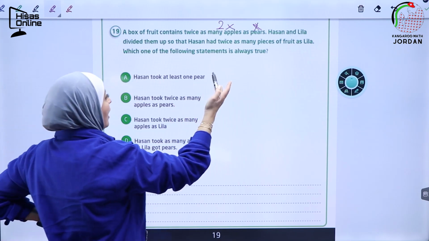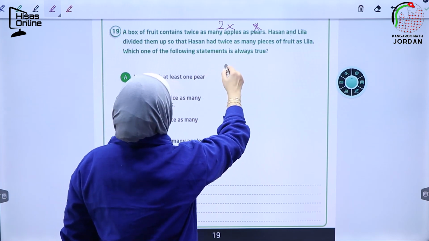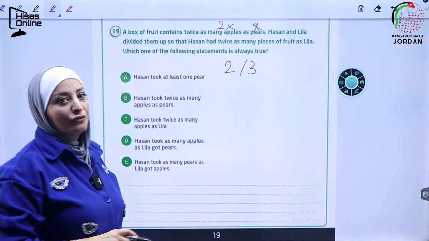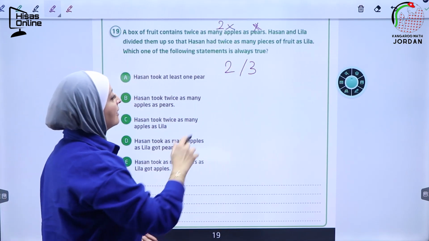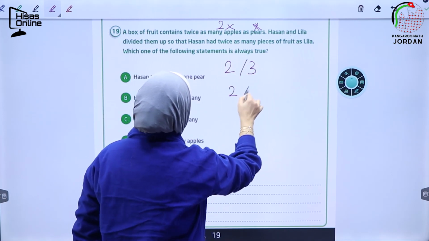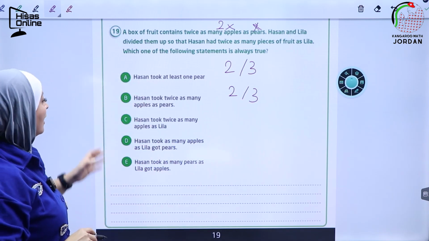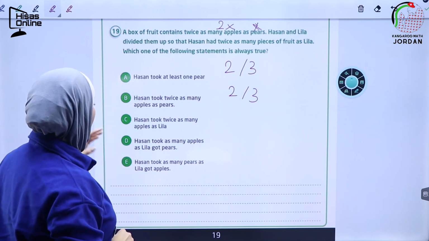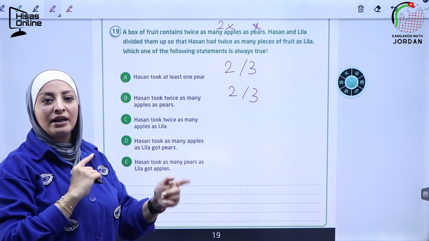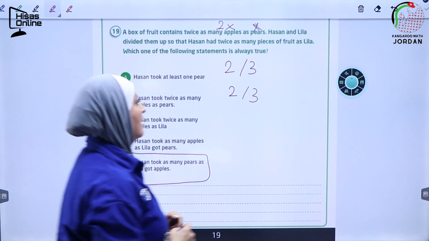Okay, let's write a ratio or a fraction of apples, 2 to 3, because the total amount of the fruits is 3x, so we will write it as 3. So 2 to 3, he will take 2 to 3, and she will take 2 to 3. So one of these statements should be always true. And if we discuss it all, we will find that Hassan took as many pears as Lilia got apples, because they can exchange between the fruits. So basically, option E is the correct answer.